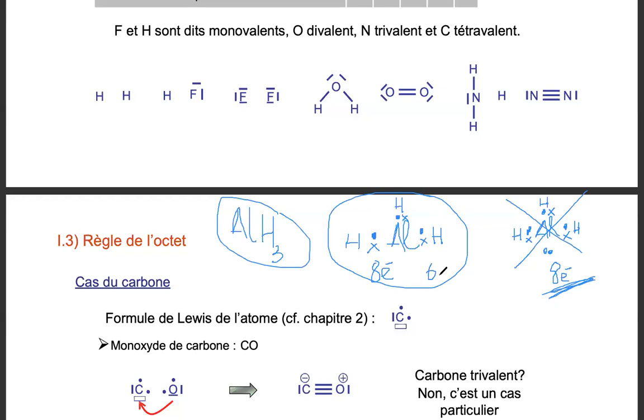And therefore, because it has 6 electrons other than 8, we are going to find that this compound, aluminum hydride, does not obey the octet rule.